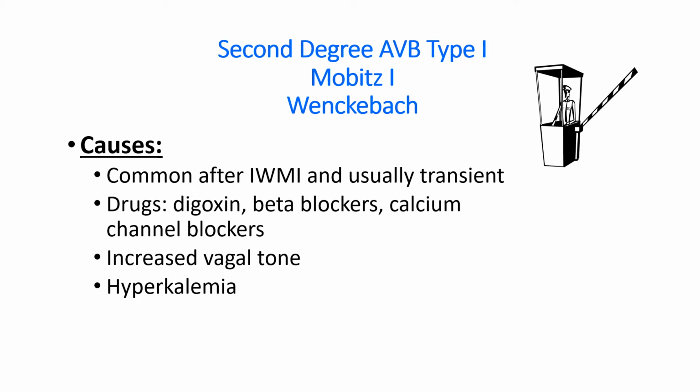So the causes of a second degree type 1 or Mobitz 1: common again in an inferior wall MI, and it usually is transient. It will disappear once the patient has reperfusion. Oftentimes, again, those drugs that slow down the conduction through the AV node, such as DIG, beta blockers, and calcium channel blockers, so we would do a medication reconciliation. And other things such as increased vagal tone and hyperkalemia also can cause a second degree type 1.